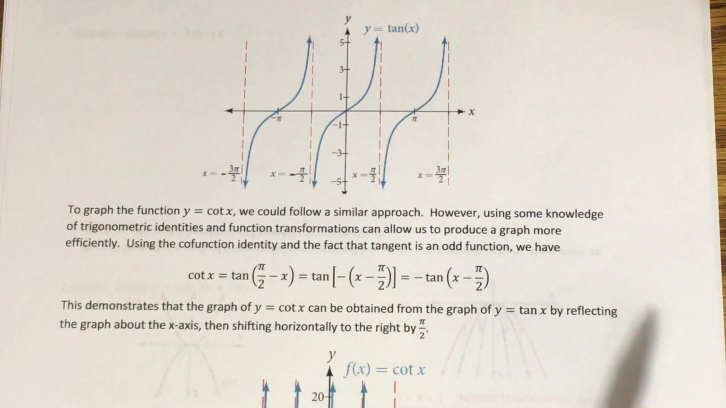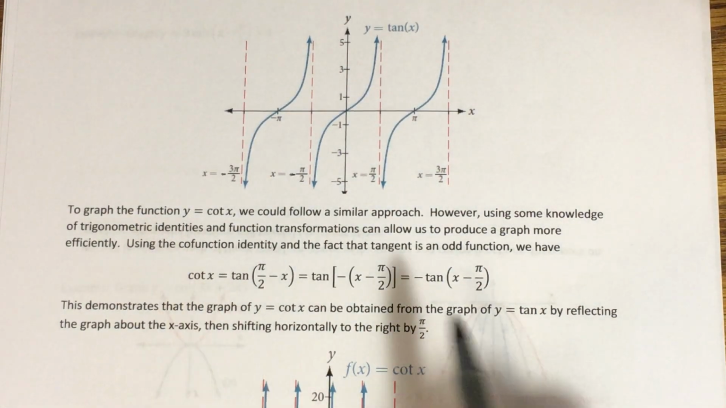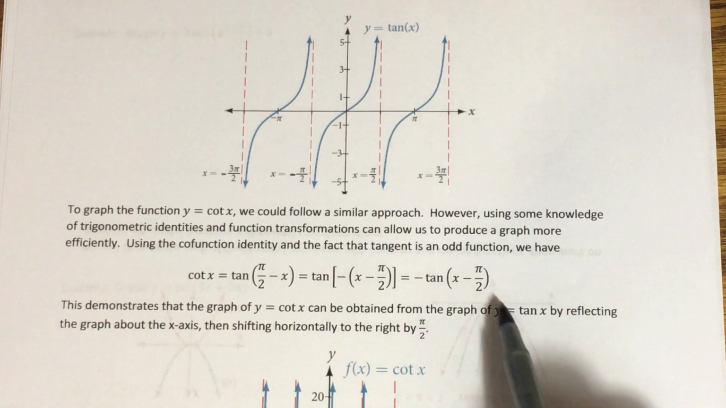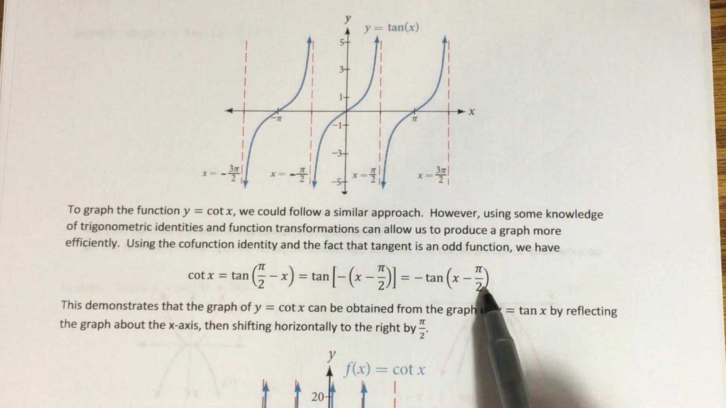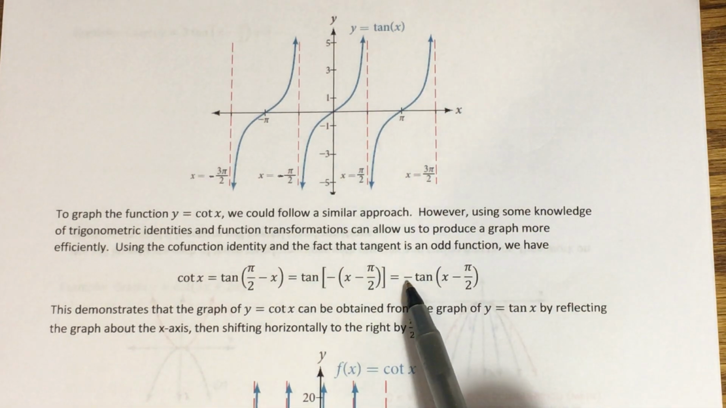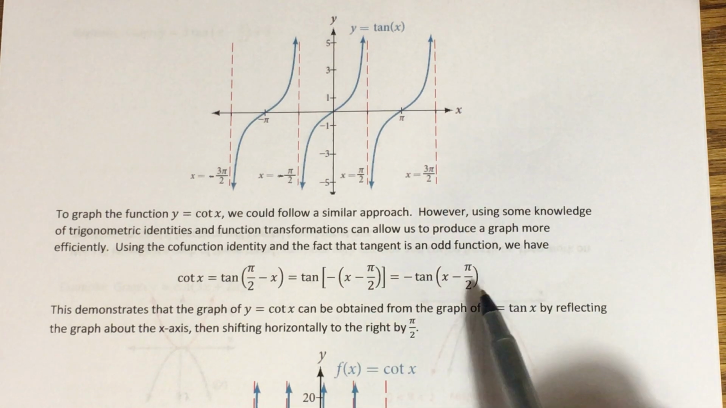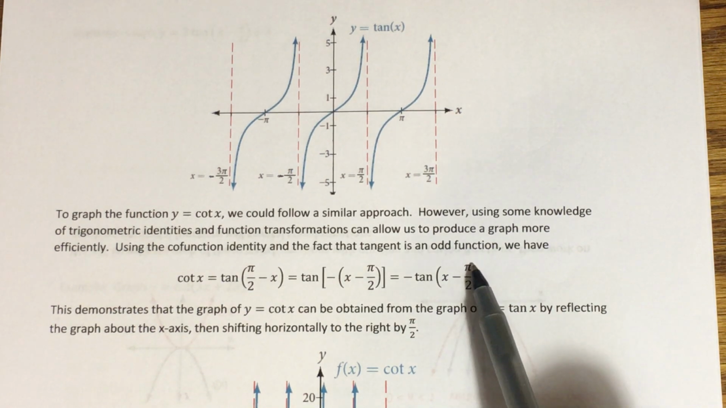Okay, now what was the point of doing that? Well, remember the goal here is to graph our cotangent function. And if cotangent of x is the same exact thing as negative tangent of x minus pi over 2, I can look at this and think of the negative here and the minus pi over 2 over here as function transformations. What does a negative on the outside of a function do? It reflects it about the x-axis. What does the x minus pi over 2 do? It shifts the graph to the right by pi over 2.